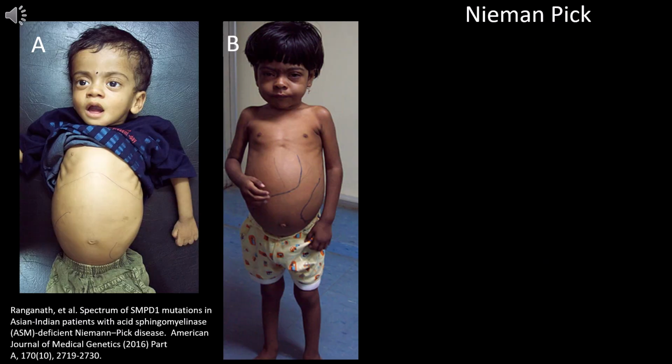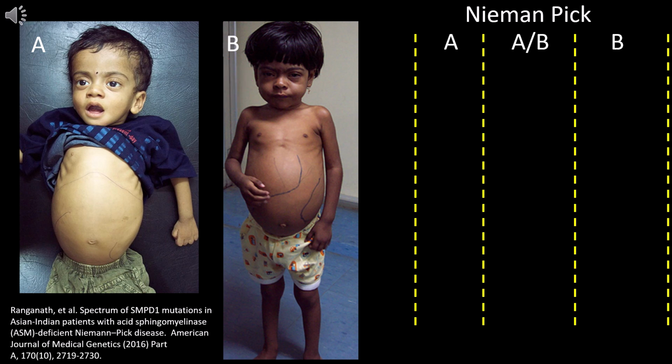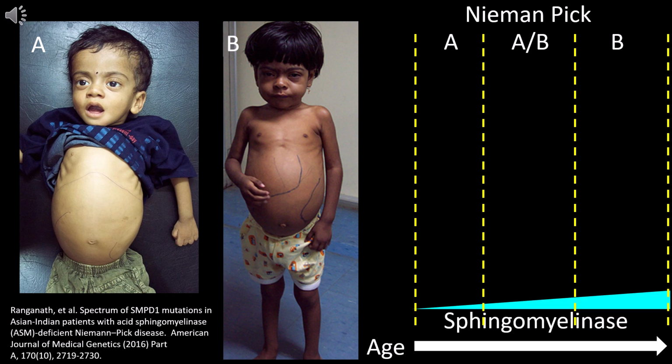These are photographs of patients with Niemann-Pick type A and type B. There is also, as you know, a type called AB. It is an intermediate type between A and B. These conditions have different timing. Younger patients usually have type A, older patients have type B, and those between them usually have type AB. The amount of sphingomyelinase activity present loosely correlates with the age of onset and course.